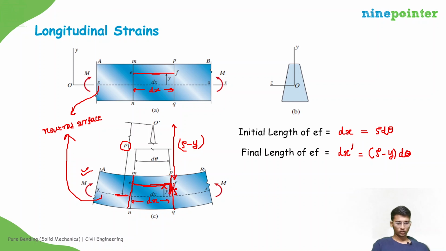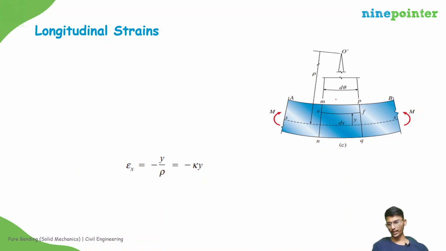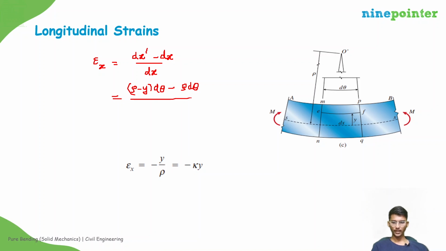We already know that strain epsilon x is given by change in length divided by original length. So what is the change in length? dx dash minus dx, divided by dx. dx dash is rho minus y into d theta, minus dx, which is rho d theta, divided by dx, and dx is rho d theta. So we get minus y d theta divided by rho d theta. So this will give us epsilon x equals minus kappa y.